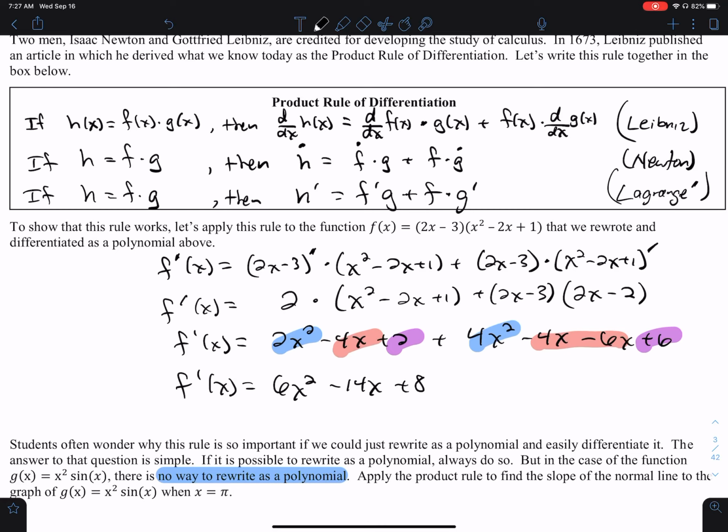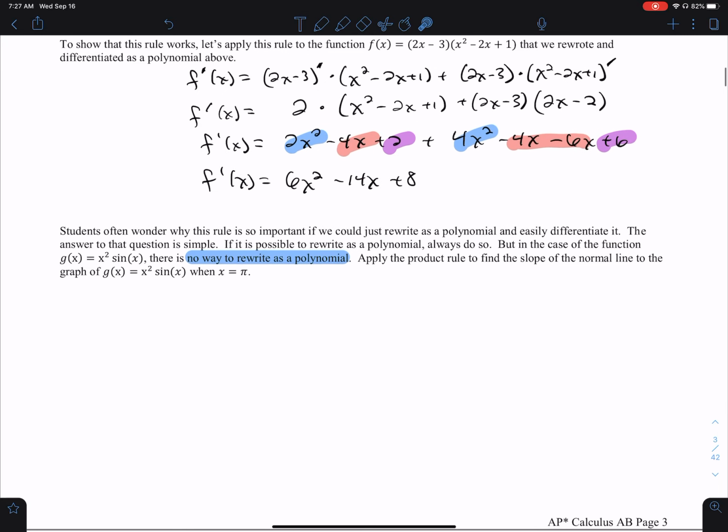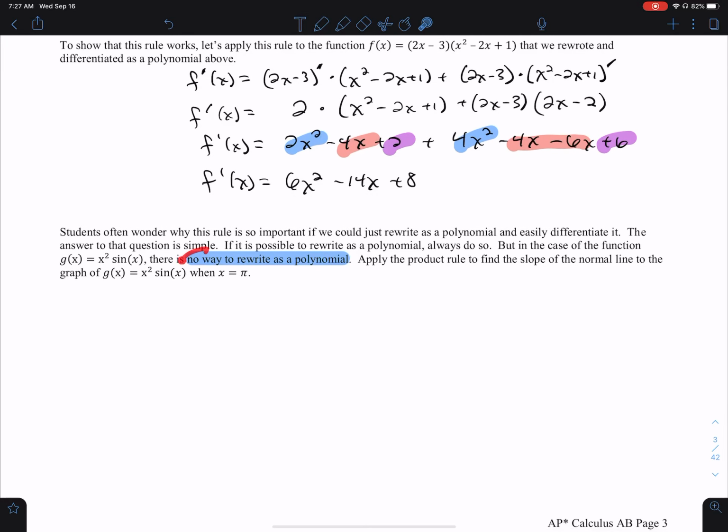Now you might be wondering, what is the point of using this product rule if after you find the derivative, you still have to distribute all this stuff and multiply it out? Wouldn't it be easier just to distribute this stuff to begin with and then multiply it out? The answer is probably. For this problem, there's nothing inherently better about using the product rule. However, sometimes you can't rewrite a problem as a polynomial.